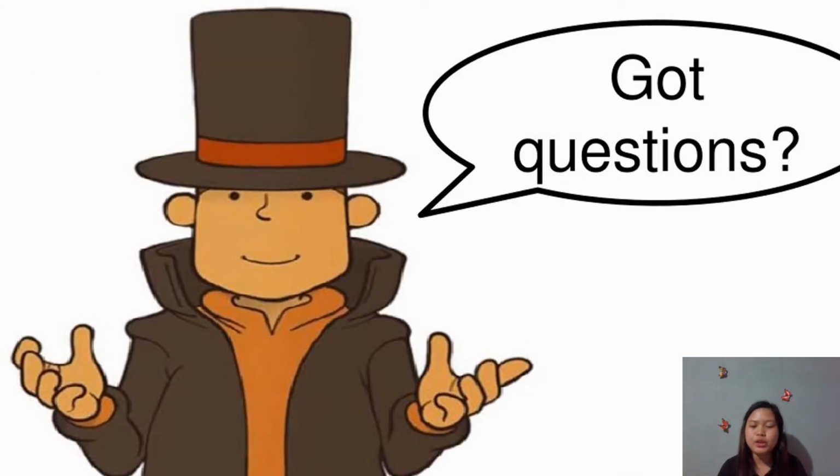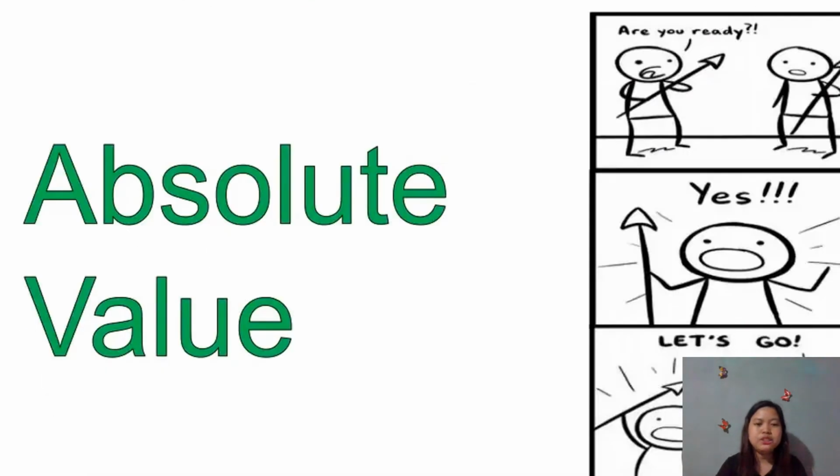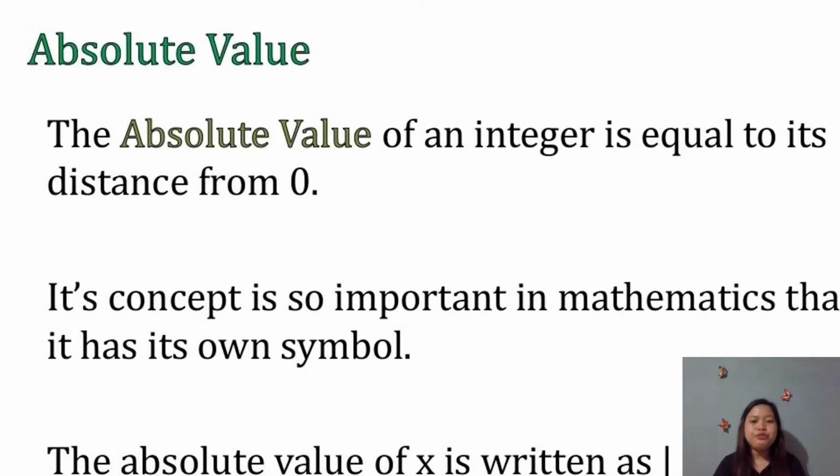Now, do you have any questions again? Okay, if none, so let's proceed. Now, let's talk about absolute value. The absolute value of an integer is equal to its distance from 0. Again, the absolute value of an integer is equal to its distance from 0. Its concept is so important in mathematics that it has its own symbol. So the absolute value of x is written as kanang duha ka laong. No? Butangan ang numbers ng kanang duha gani ka straight.